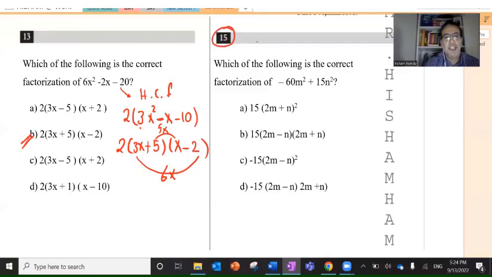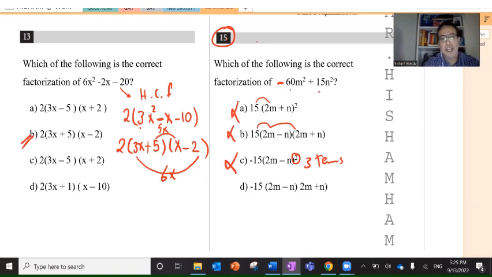Regarding number 15, which of the following is the correct answer? Negative 60m squared plus 15n squared. Clearly, the answer is not A or B. Why, Mr. Hisham? Because if you multiply 15 by 2 and 15 by 2 to the power of 2, it will never give you negative. And clearly, the answer is not C. Why, Mr. Hisham? Because any bracket to the power of 2 gives you 3 terms, and here I have only 2 terms.